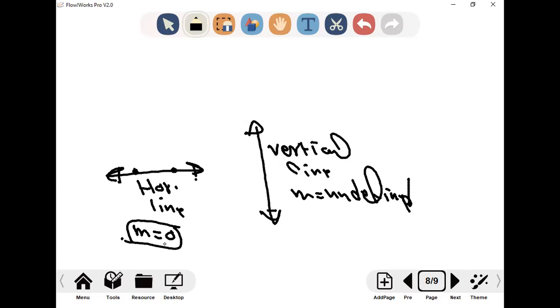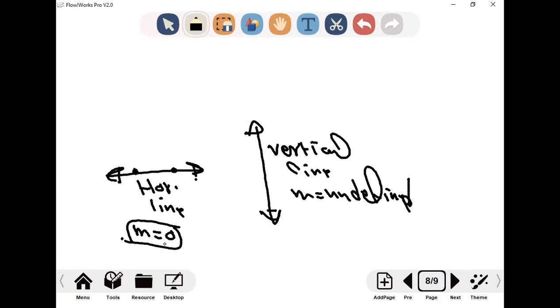Okay, focus a bit, let's look at the question. Find the slope of the line passing through (-3, 4) and (-3, -2).